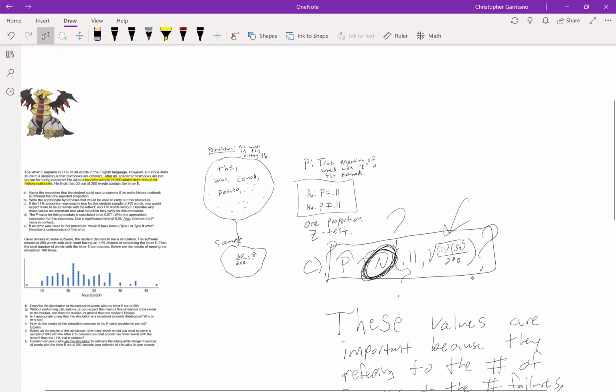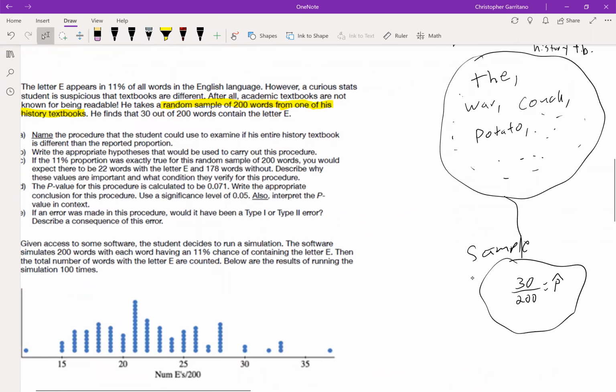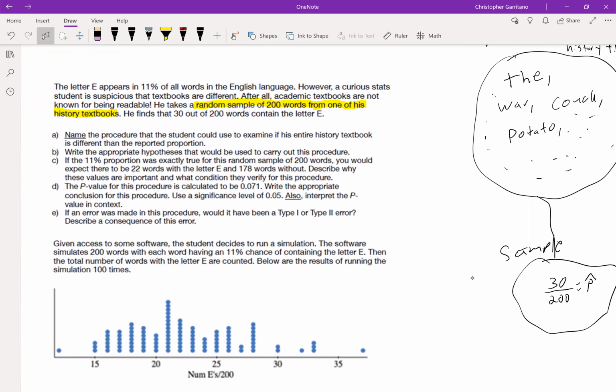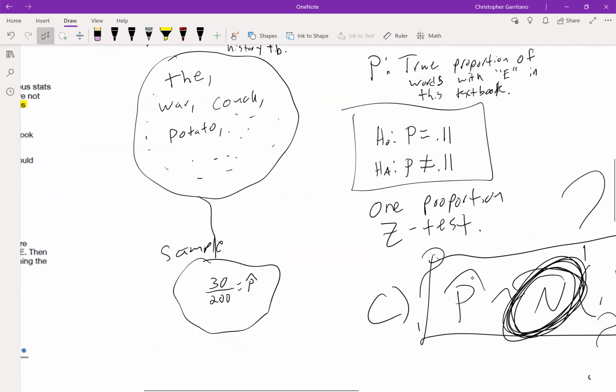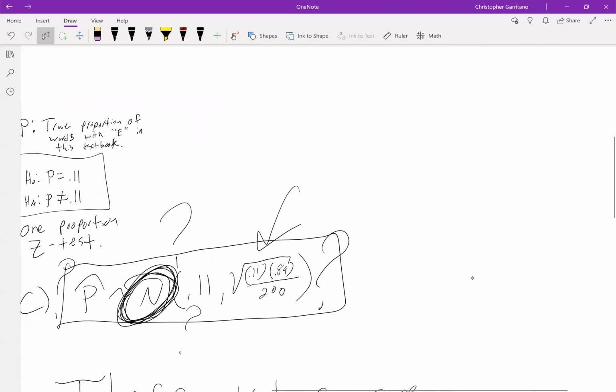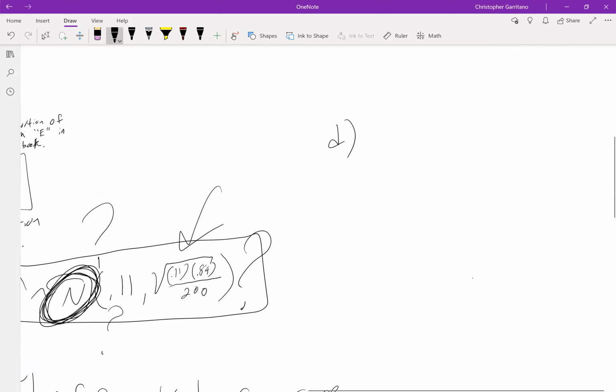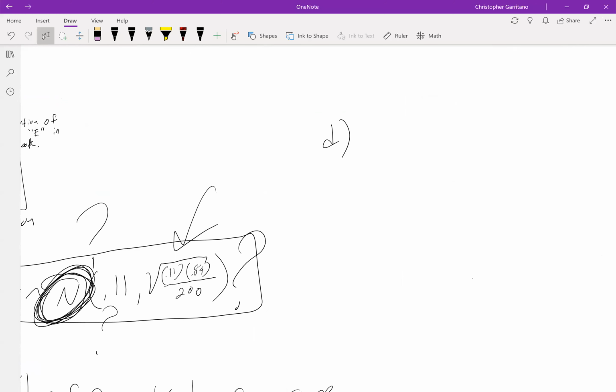So part D tells you that the p-value was calculated to be 0.071. Write the appropriate conclusion for this procedure using alpha of 0.05. Also interpret the p-value in context. All right, a lot going on here. So let's be clear about exactly how this p-value was calculated, because it will come in handy when we get to the part I and part J problems that a lot of people were very unsure about.